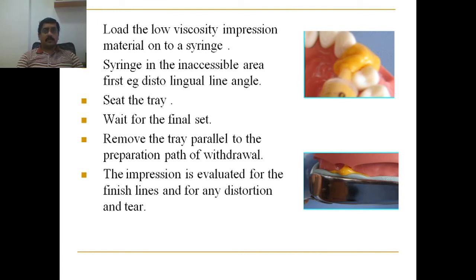Now what will we do? We will load the low viscosity impression material onto a syringe. You can see the syringe here, and syringe in the inaccessible area first, for example, the distolingual line angle. Now we will seat the tray with the heavy body impression we have made earlier and wait for the final set. Now remove the tray parallel to the preparation path of withdrawal. The impression is now evaluated for the finish lines and for any distortion and tear.